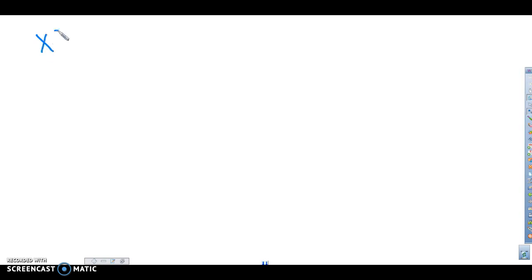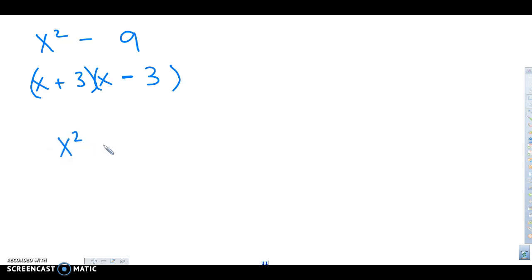I have x squared minus 9. This is a lot easier. I know that I can break that x squared into x and x. One of them is plus, one of them is minus. Square root of 9 is 3. So my answer would be x plus 3, x minus 3. Okay, so try this next one on your own. X squared minus 4. How would I break that down into the two factors? That's exactly right. I would break it down into x plus 2, x minus 2.